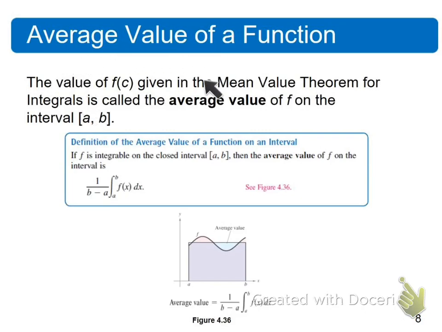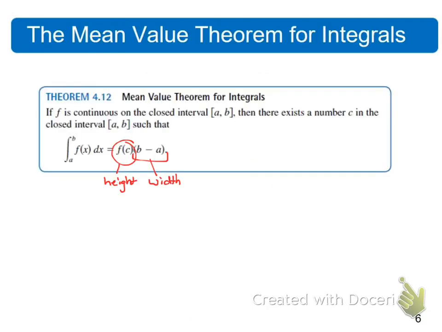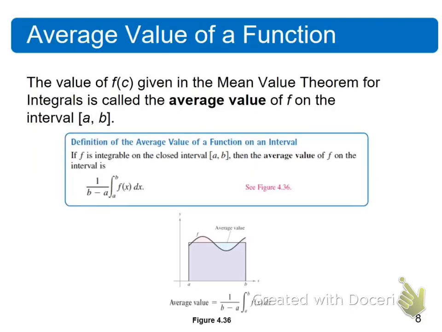Here's the average value. So look what I did. I took that B minus A, and if I divide by B minus A, it becomes 1 over B minus A times the integral from A to B of f of x dx. So what is this? This is the value of f of C given in the mean value theorem for an integral, called the average value of f. It finds the average point along the curve.